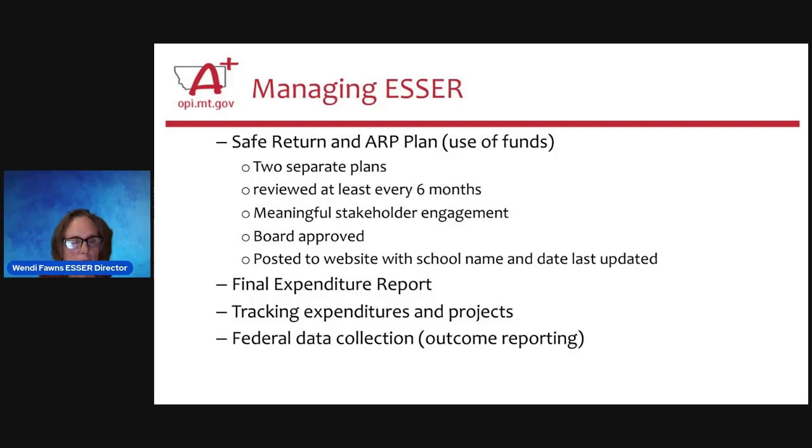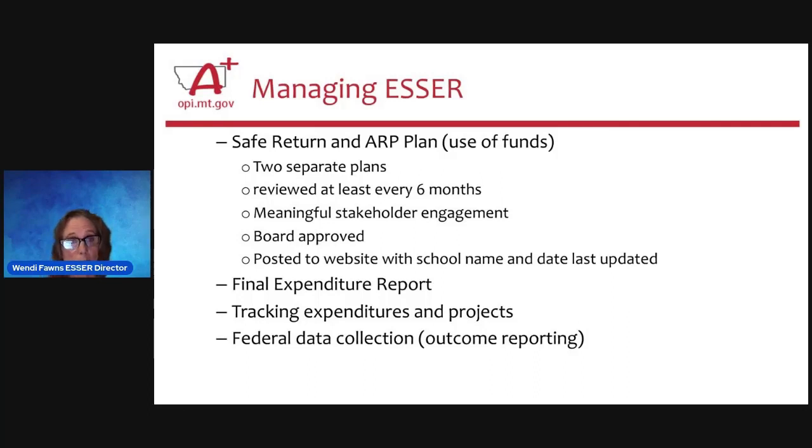So when we look at the specifics of ESSER right now and the compliance that needs to be managed on the grant itself, notices have gone out with the safe return and the ARP plan. Those are two compliances that this grant requires. They're two separate plans. They have to be reviewed at least every 6 months. As I mentioned, they need to have meaningful stakeholder engagement. They need board approval, and to be posted on the website with the school name and date last updated. So there are very specific requirements for those two plans, and this is a requirement of using the funds ESSER 2 and 3.